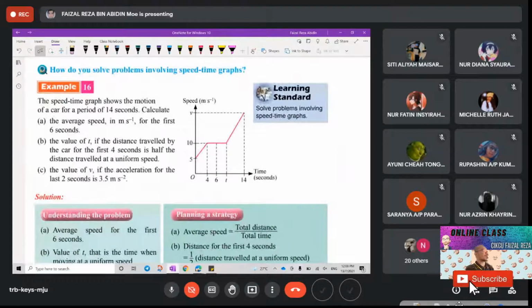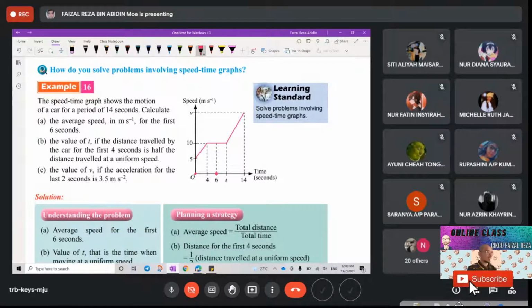For our last learning standard here, solve problems involving speed time graph. You can look at example 16 over here in page 203. This is going to be our last subtopic for chapter 7. The speed time graph shows the motion of a car for a period of 14 seconds. Calculate the average speed in meter per second for the first 6 seconds. It's going to be this one.